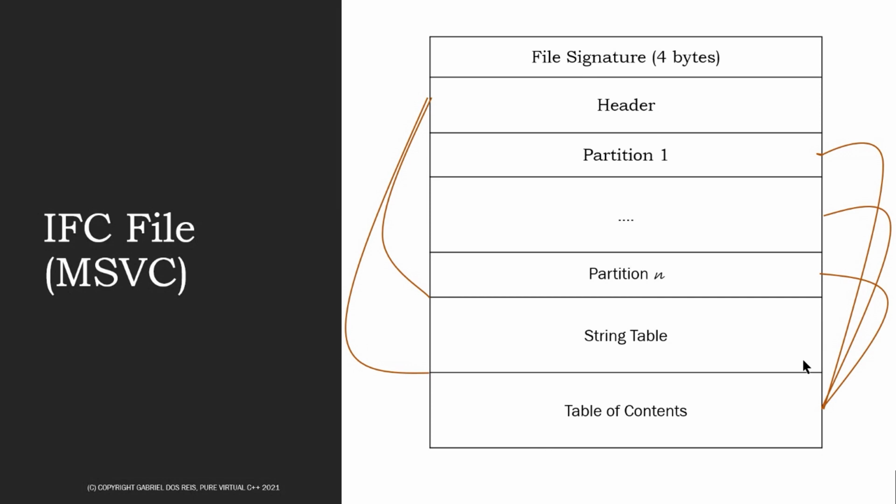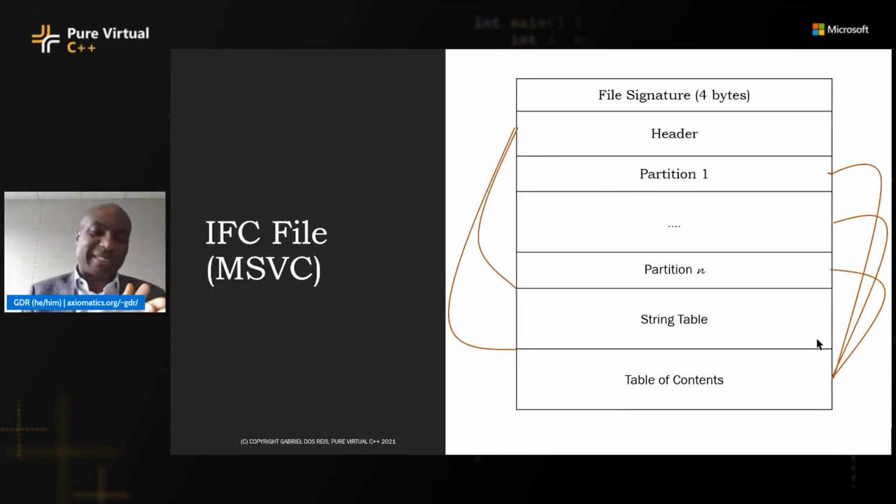And near the end of the IFC file, you have what we call the table of contents. The table of contents is just an array of back references that tells you, here is partition N, its name, how many entries there are, and what is the size in bytes of each entry in that partition. So quite simple. The structure of the IFC file, as I said, is very simple. It's just a bunch of homogeneous arrays. That's all it is. And you do graph traversal on that.